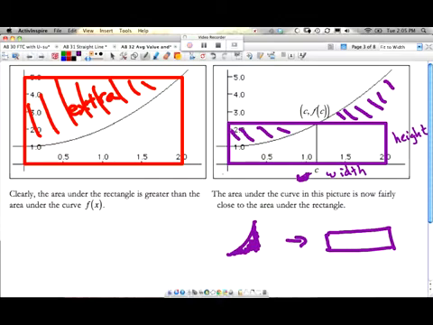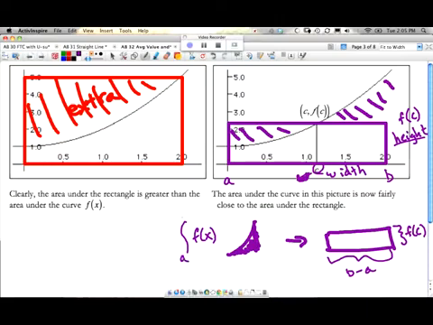And those are represented by this distance here. Let's call this A to B. So what's the distance from A to B? That would be B minus A. And the height would be f of c, where c is in the middle. So this distance here is B minus A, and this distance here is f of c. It's just two numbers multiplied by each other, and that would equal the area of f of x from A to B. We want to make these two things equal.